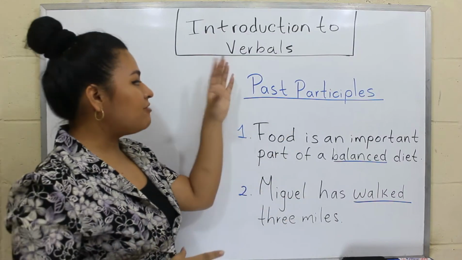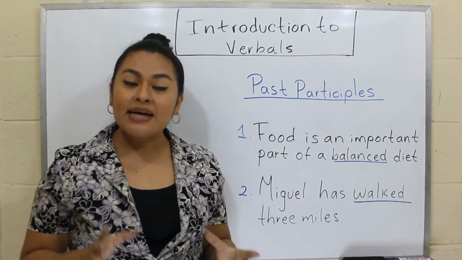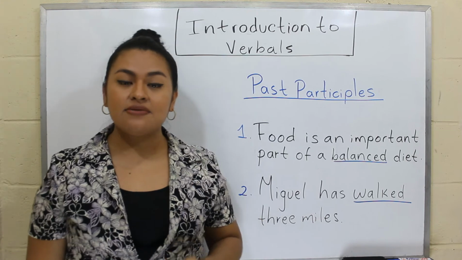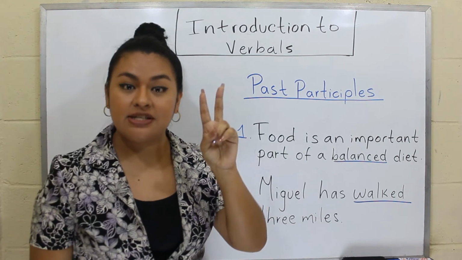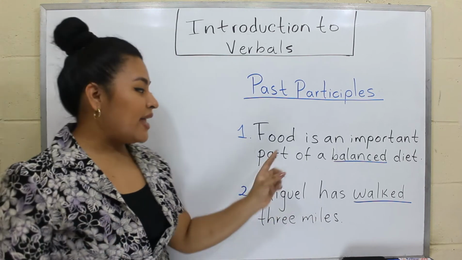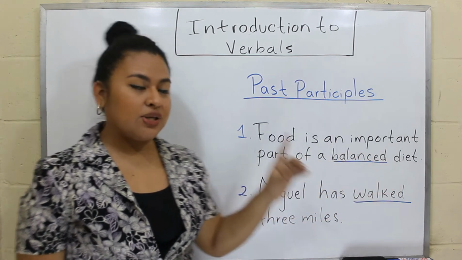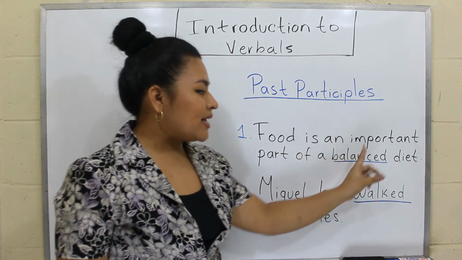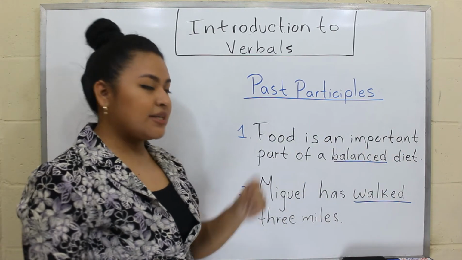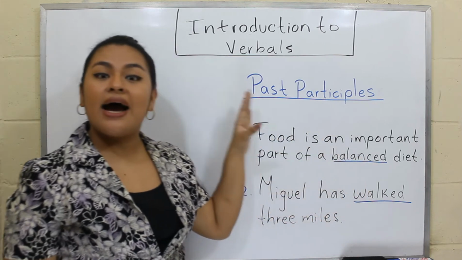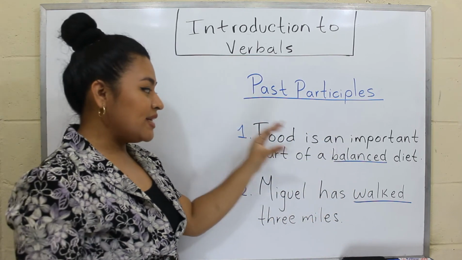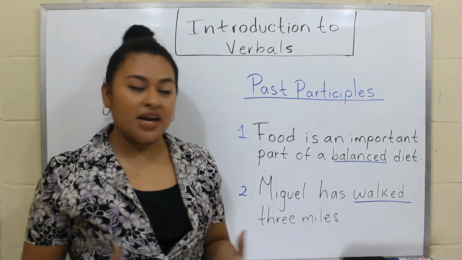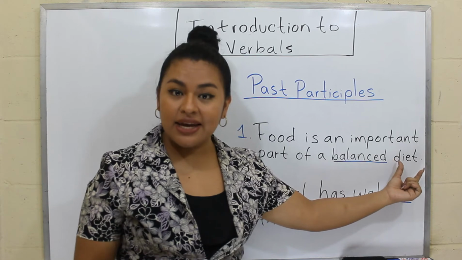And finally, we have past participles. Past participles also have two different functions. They are adjectives and they are part of a perfective form. And usually they end in ed. So let's see the examples. Food is an important part of a balanced diet. In this example, we have balanced as the past participle. In this case, the past participle balanced is acting as an adjective, modifying the word diet.